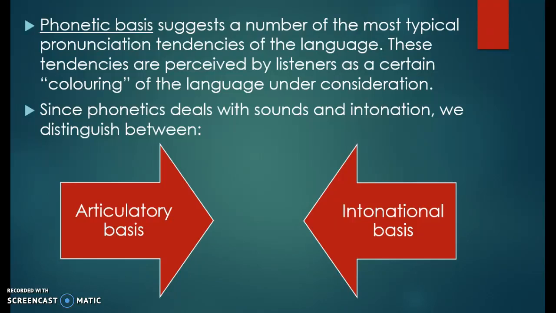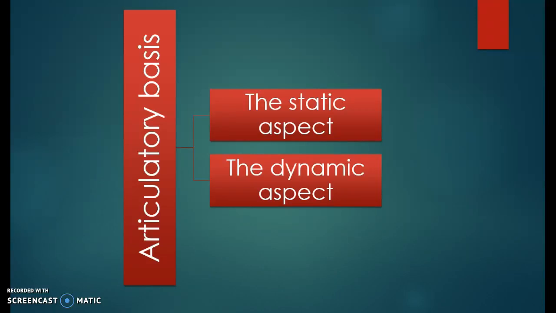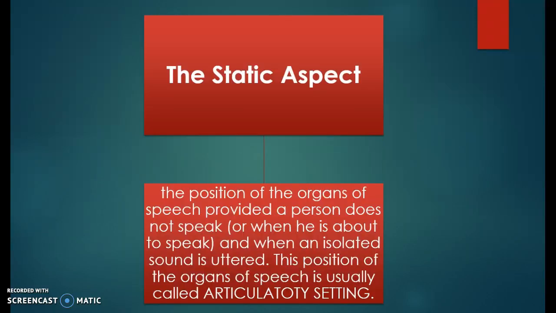Since phonetics deals with sounds and intonation, we distinguish between two bases, the articulatory and intonational bases. So the articulatory basis deals with two aspects, the static and the dynamic one. The static aspect is the position of the organs of speech provided when a person does not speak, or when he is about to speak, and when an isolated sound is uttered. This position of the organs of speech is usually called articulatory setting.